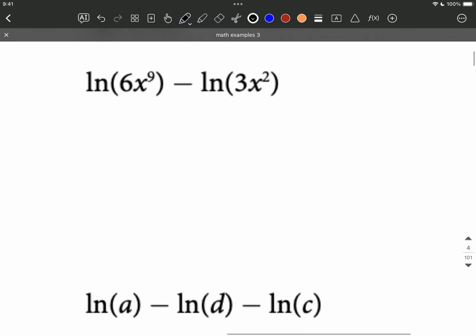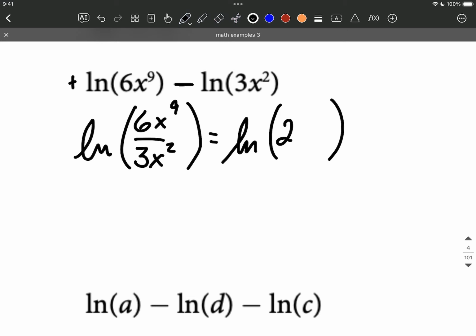Moving down here, the next thing we have is we have a positive natural log here and a negative natural log. So as we combine these together, make sure that the positive out in front is going to go up in the numerator. The negative out in front goes down to the denominator. And then it's just a matter of a little bit of simple reducing. All right, 6 divided by 3 makes 2. And x to the 9th power divided by x to the 2nd power, there are more x's up in the numerator, and there are 7 more. So that's going to give you x to the 7th power.